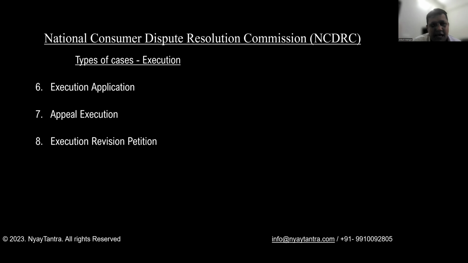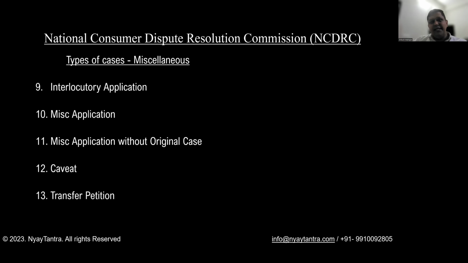Similar to the first appeal and second appeal, you have an appeal in execution, where you wish to challenge before the NCDRC the orders passed by the state commission in the execution proceedings; that would be categorized or classified as an appeal execution. Similar to the revision petition, you have an execution revision petition, where the execution proceedings before the district consumer forum were challenged before the state consumer forum, and then the parties were not satisfied and approached the NCDRC in the form of an execution revision petition, seeking appropriate remedy in the execution proceedings.